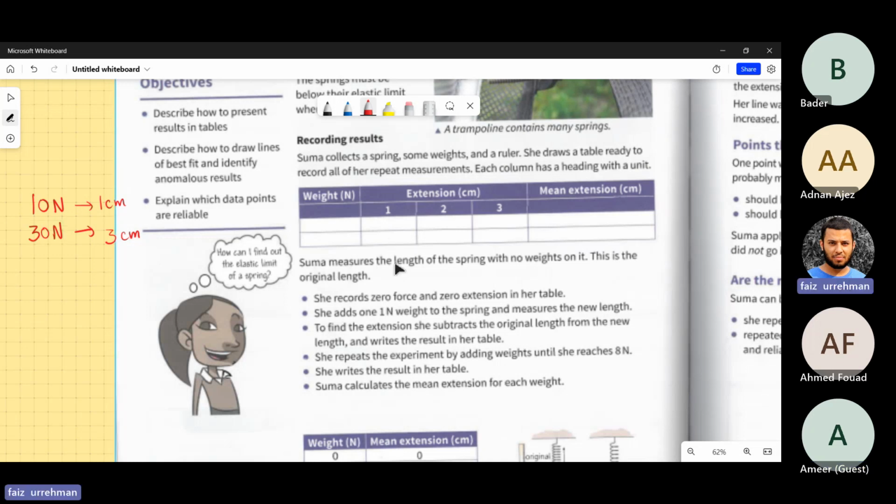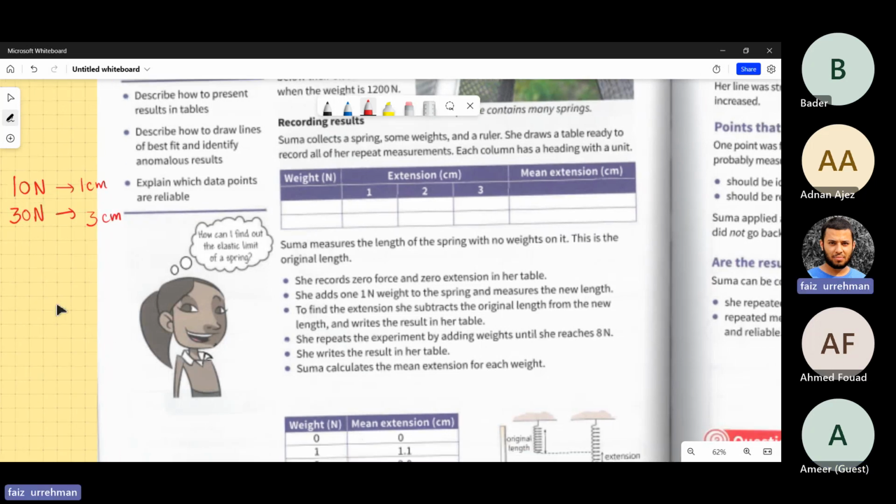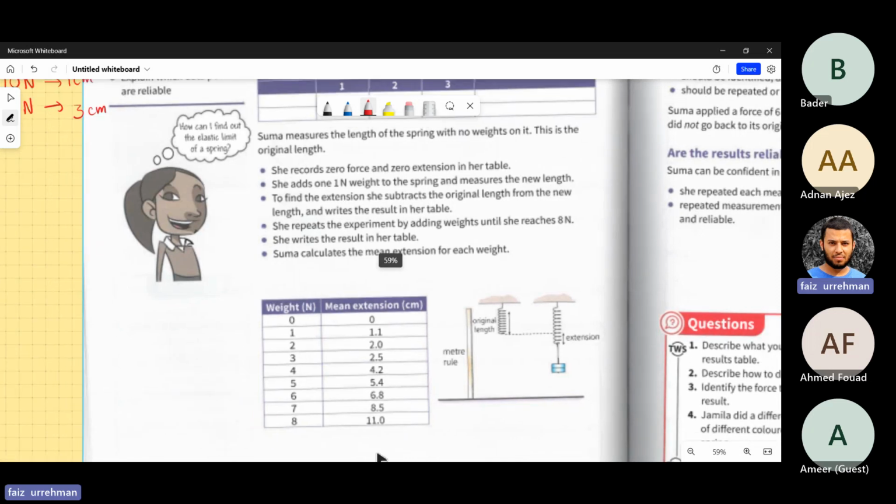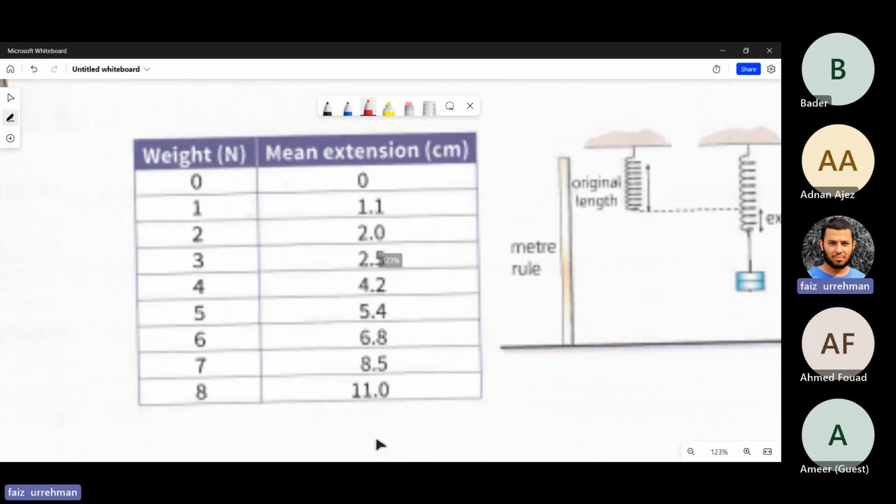This girl did some activity, and she is hanging some weights on the spring. She hung 1 Newton load, and what did she see? She saw 1.1 extension, that is, it extended.